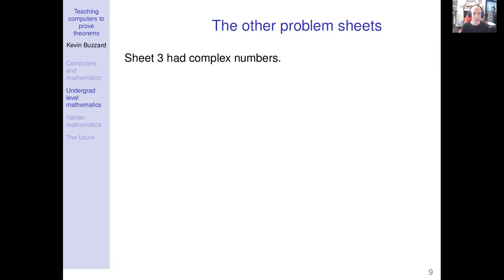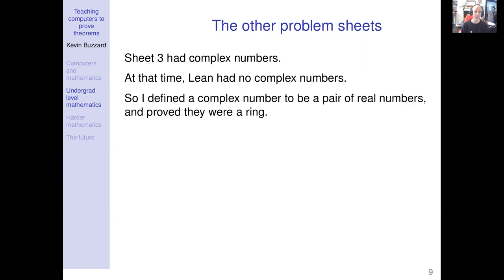Sheet three was about complex numbers. And Lean didn't have complex numbers. It had real numbers, but it didn't have complex numbers. But that's fine. I just defined a complex number, right? The definition of a complex number in Lean is just a pair of real numbers. And then I defined addition and multiplication of complex numbers and proved they were a commutative ring. Later on, somebody else came along and proved they were a field. And later on, someone else came along and proved they were an algebraically closed field.